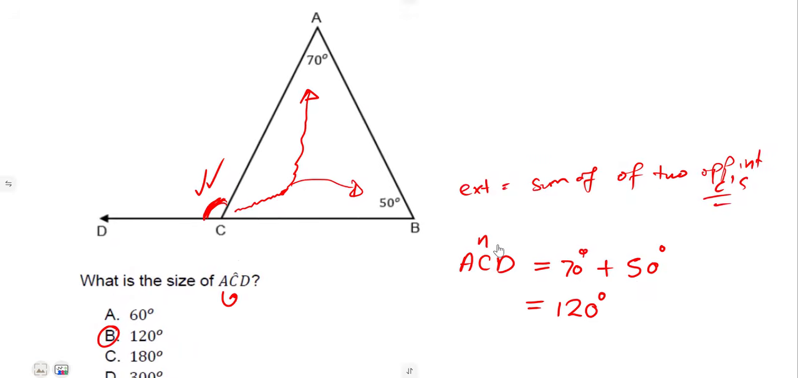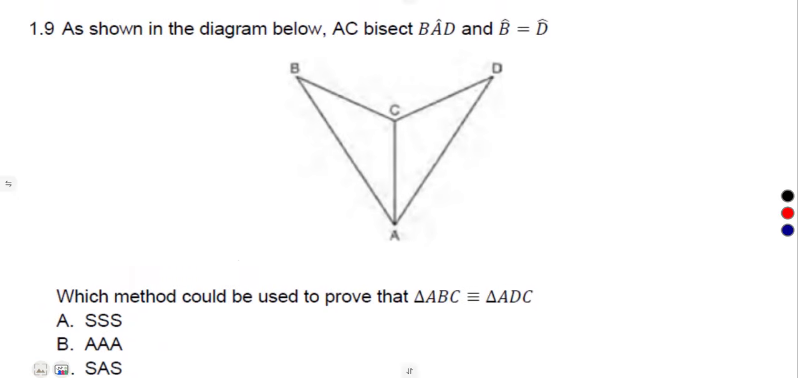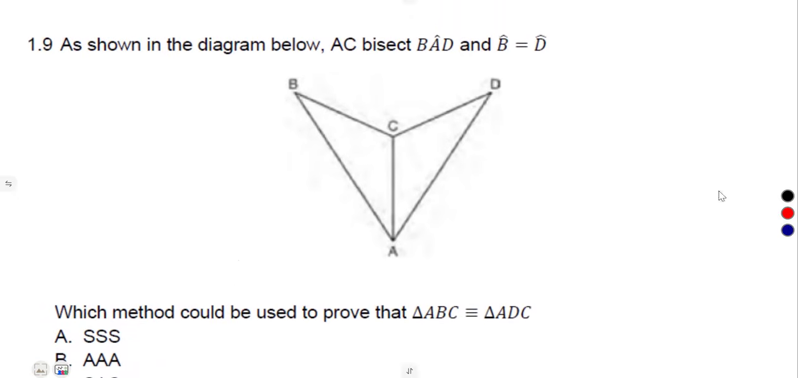All right, so let us check another question, which is 1.9. In this diagram that we are given below, we are told that this line AC bisects BAD. So BAD is divided into two equal parts. This angle and this angle will be exactly the same. Angle BAC will be equal to CAD from what we are given. Those two angles are exactly the same.